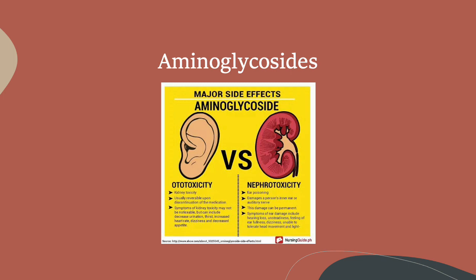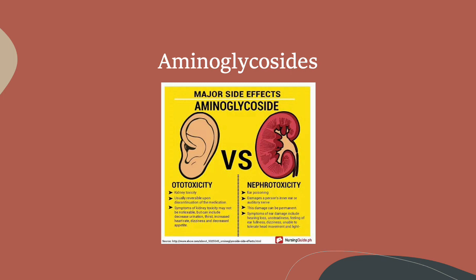It cannot be absorbed into the GI tract, and it does not cross our cerebrospinal fluid. So that means this is given parenterally. We have to monitor our serum levels routinely because there is a high risk of toxicity. So predominantly, we have nephro and ototoxicity.